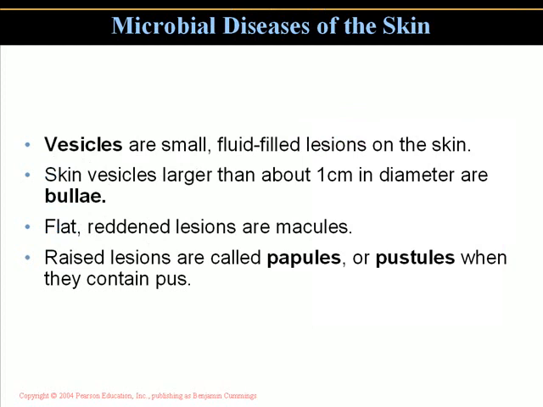Now, let's talk about some of the findings that you can see on the skin that would represent an invasion of microorganisms. There are certain manifestations on the skin that are recognizable when a microorganism has invaded into the integumentary system. These are vesicles, which are small fluid-filled lesions on the skin. Skin vesicles larger than about 1 centimeter in diameter are referred to as bullae. Flat, reddened lesions are referred to as macules, and then raised lesions are called papules, or pustules when they contain pus.